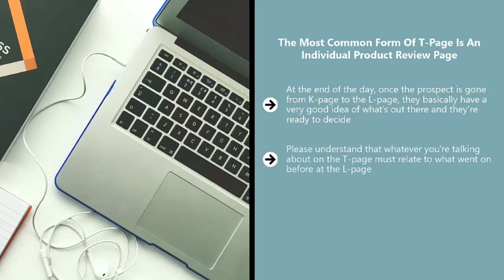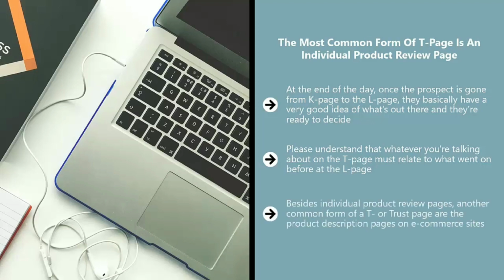Please understand that whatever you're talking about on the T page must relate to what went on before at the L page. So if the L page convinced the reader that the hallmarks of a superior product are 1, 2, 3, your T page better mention 1, 2, 3. Besides individual product review pages, another common form of a T or trust page are the product description pages on e-commerce sites. This is when people go to an online catalog and they click on the product link and then they see the product described. That is a T page.